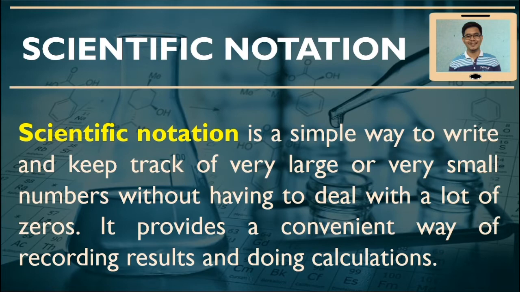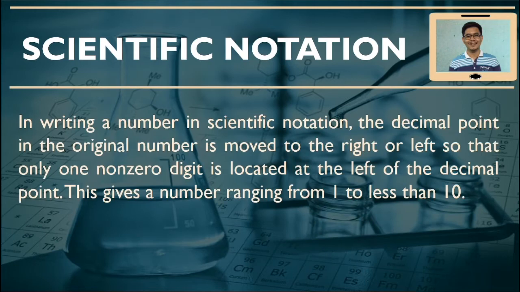Scientific notation is a simple way to write and keep track of very large or very small numbers without having to deal with a lot of zeros. It provides a convenient way of recording results and doing calculations. Take note that in writing a number in scientific notation, the decimal point in the original number is moved to the right or left so that only one non-zero digit is located at the left of the decimal point.